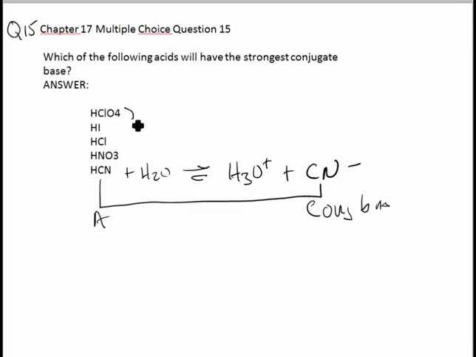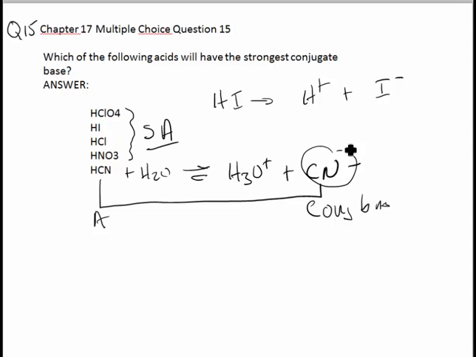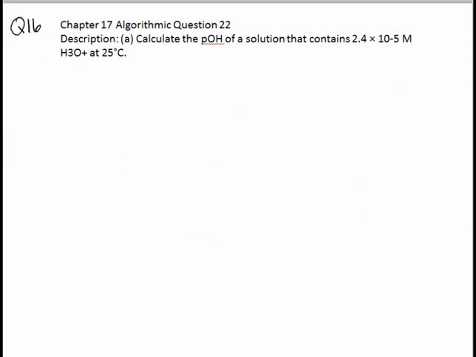Now what are these other ones? These others, those are all strong acids, meaning that if I have HI, it doesn't battle for that proton at all. It goes totally to make H plus I minus. Never comes the other way. So this is a stronger conjugate base than any of these others. These are not bases at all. So the answer there is HCN.